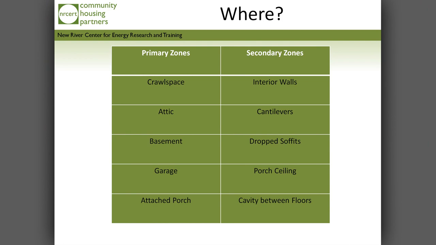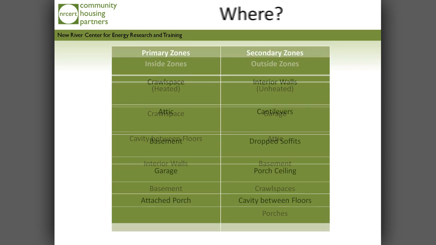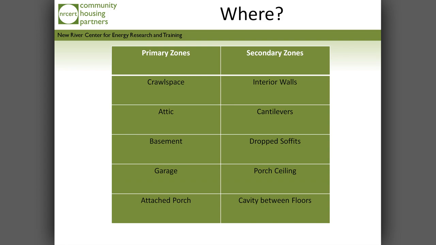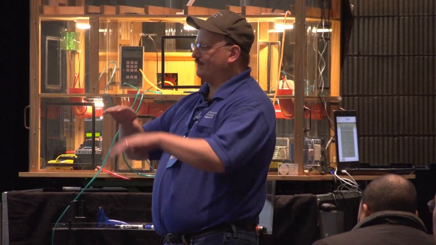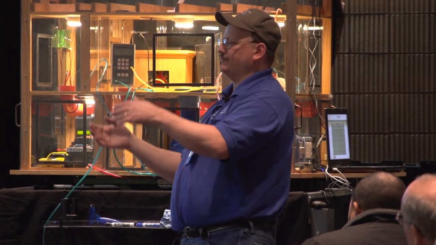This just shows the difference between inside zones and outside zones, heated versus unheated spaces. Heated spaces we want to be sealed and separated from unheated spaces, basically. The big difference between the primary and the secondary zones is most of the time in the primary zone, you're going to have a door that you can open from that zone, generally to the house, sometimes also to the outside, to be able to find out if I've got a 3,000 CFM house, how much of that 3,000 is coming from the garage or how much is coming from the attic.